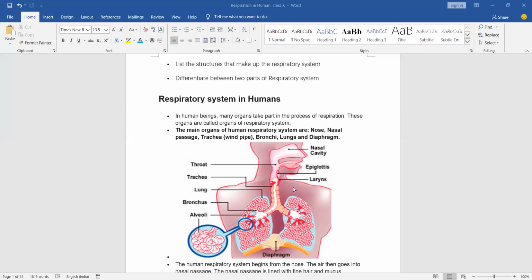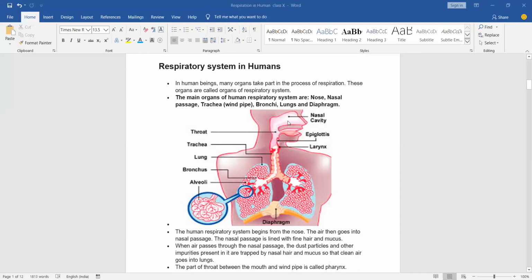So the human respiratory system begins from the nose. Then it goes from the nose to the nasal passage. The nasal passage is lined with fine hair and mucus. When air passes through the nasal passage, the dust particles and other impurities present in it are trapped by nasal hair and mucus, so that clean air enters inside and goes into the lungs.